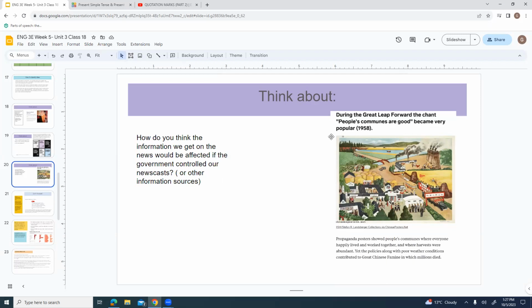During the revolution in China, which was called the Great Leap Forward, the chant "People's communes are good" became very popular. This was in 1958. Here's a picture showing a very happy commune. Propaganda posters showed people's communes where everyone happily lived and worked together and where harvests were abundant. Thing is, this wasn't actually true. The policies that they made and poor weather conditions contributed to the Great Chinese Famine, in which millions died. But that wasn't being admitted at the time.